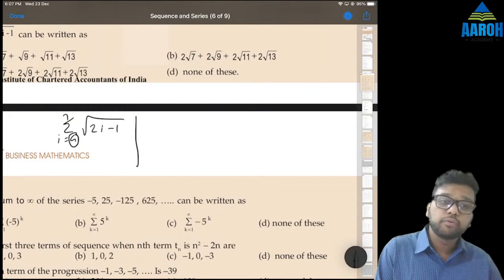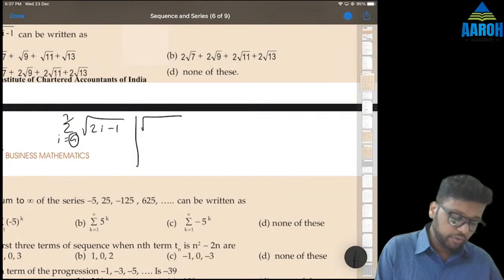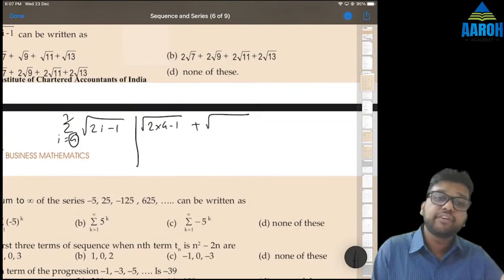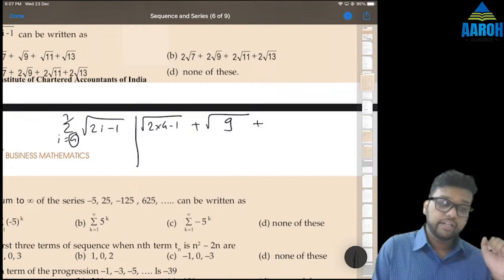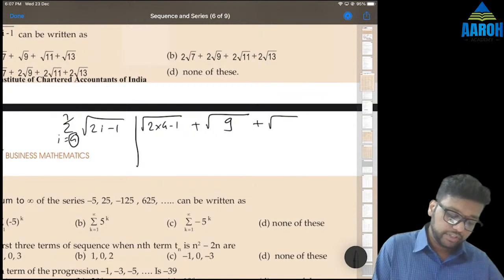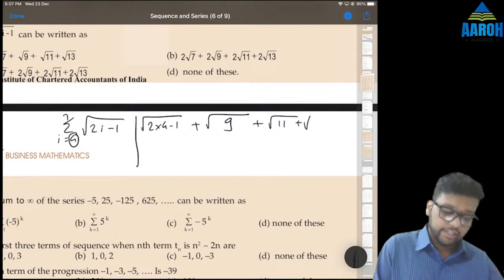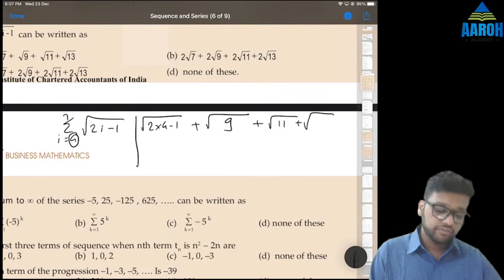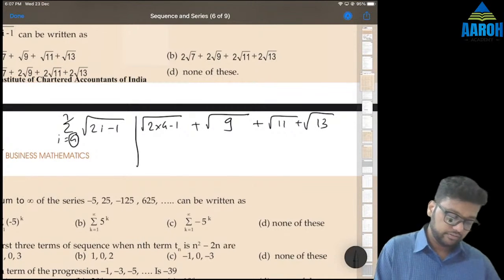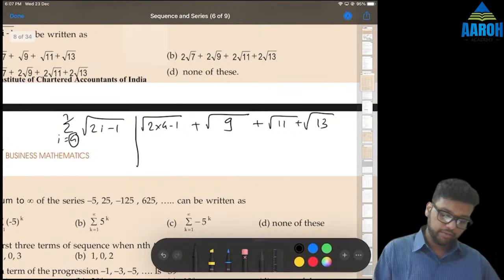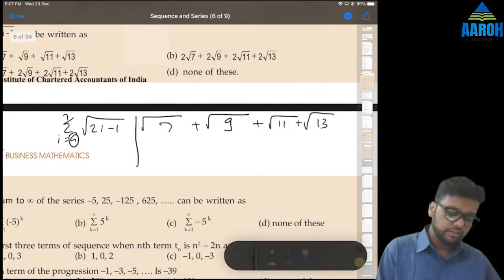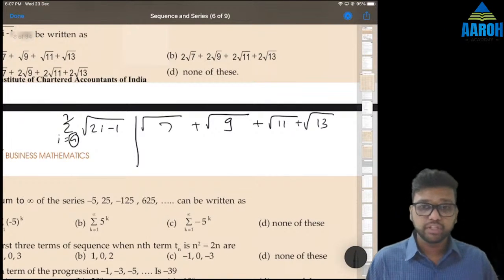So let's put I as 4 first. If we put I as 4, it will be 2 into 4 minus 1 plus when we put I as 5, it will be 2 into 5, 10, 10 minus 1, 9. Then when we put I as 6, it will be 2 into 6, 12, minus 1, 11. Then if we put I as 7, it will be 2 into 7, 14, 14 minus 1, 13. This first one is going to be what? 8 minus 1, 7. So the answer is just root 7 plus root 9 plus root 11 plus root 13.